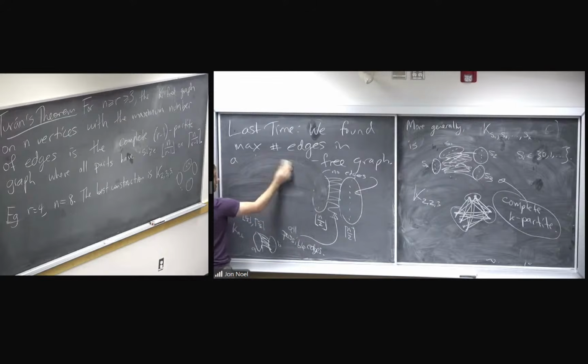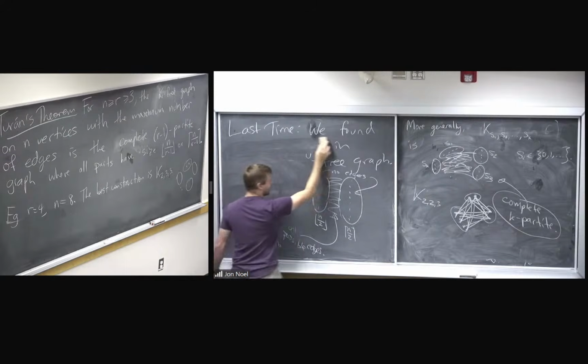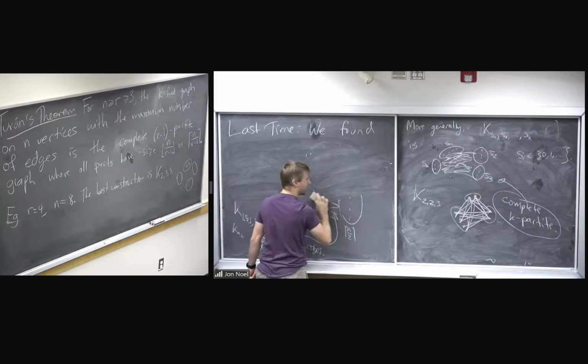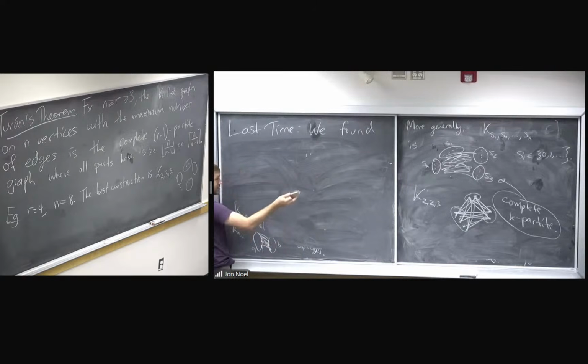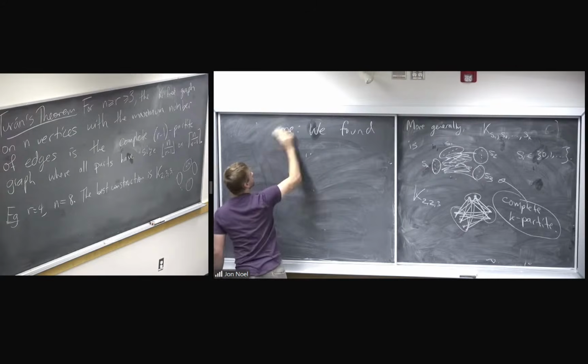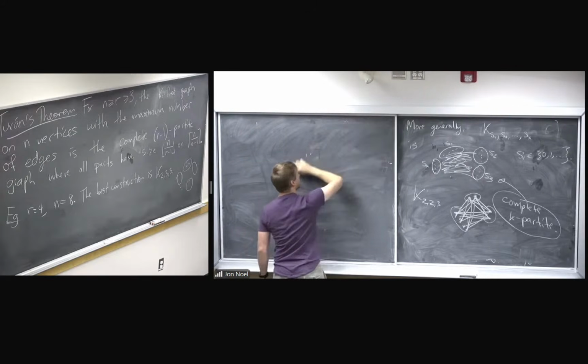You know what's kind of nice about this kind of implicit statement is I don't actually have to give a lower bound construction, because I just say, oh, for the lower bound, just take that graph. And then, yeah, we just have to prove an upper bound.